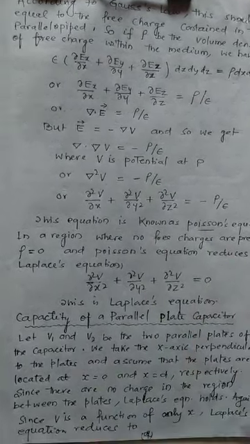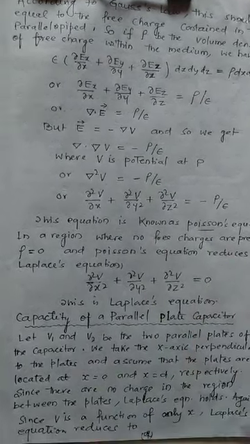So we have derived Poisson's equation. In a region where no free charge is present, rho is equal to 0. Because if any region contains no free charge, rho will be 0, so this will be 0. You may see here del 2V is equal to 0. This is Laplace's equation.